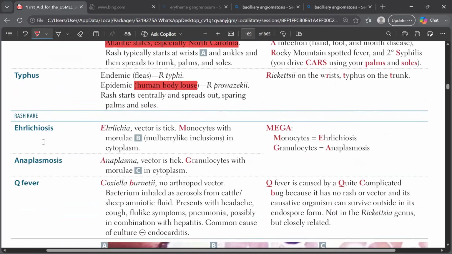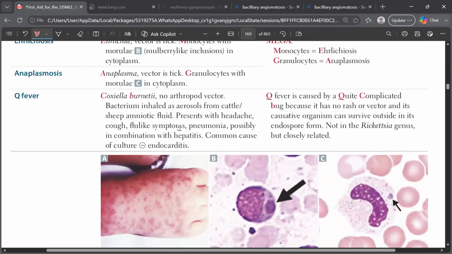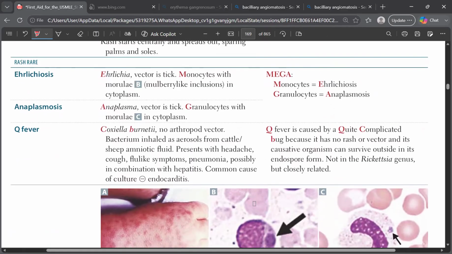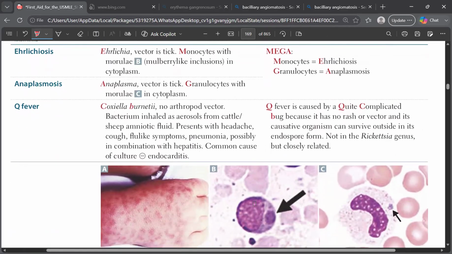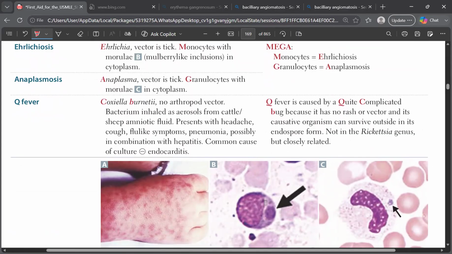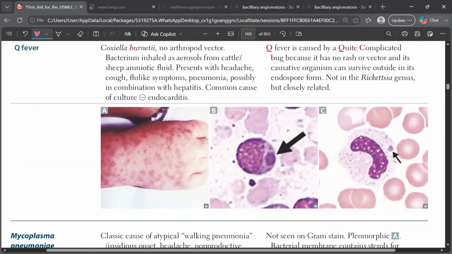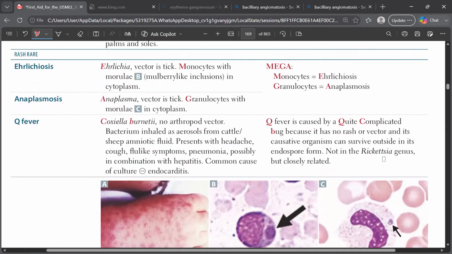Then we have weird rashes such as ehrlichiosis. The Ehrlichia vector is a tick, and monocytes with morula, or mulberry-like inclusions in the cytoplasm, are the characteristic features of ehrlichiosis. Then we have anaplasmosis. The Anaplasma vector is a tick, and granulocytes with morula in the cytoplasm are the characteristic feature. So M for ehrlichiosis, monocytes, and G for anaplasmosis, granulocytes.